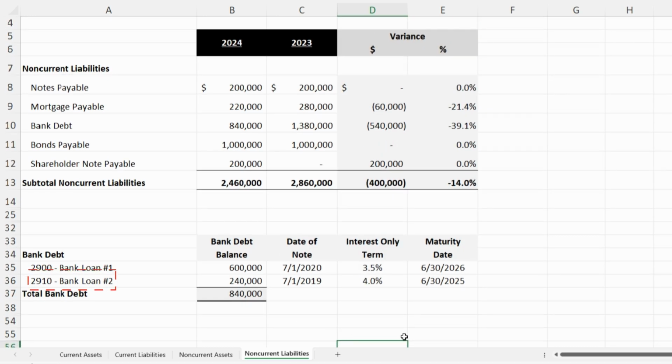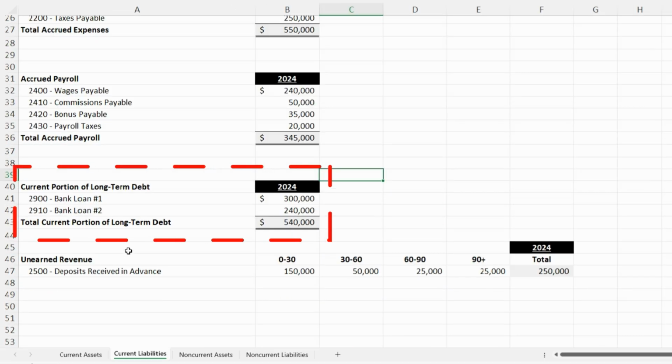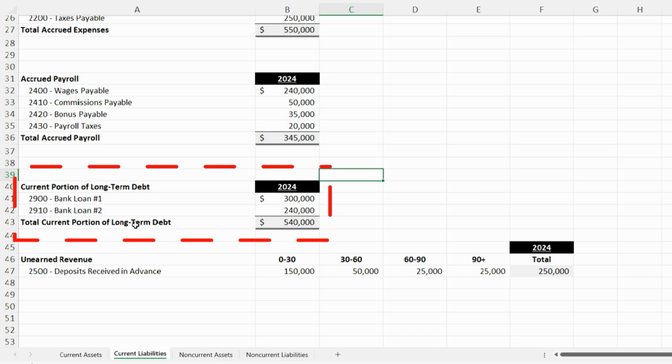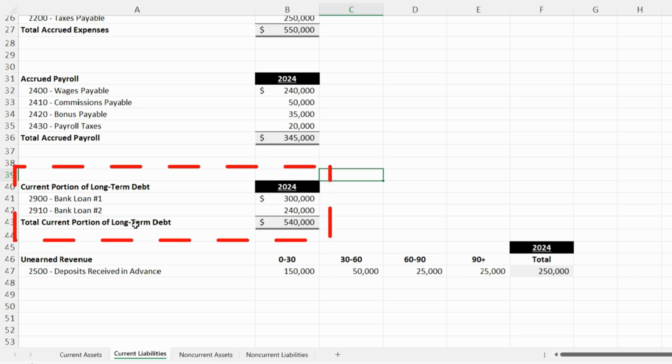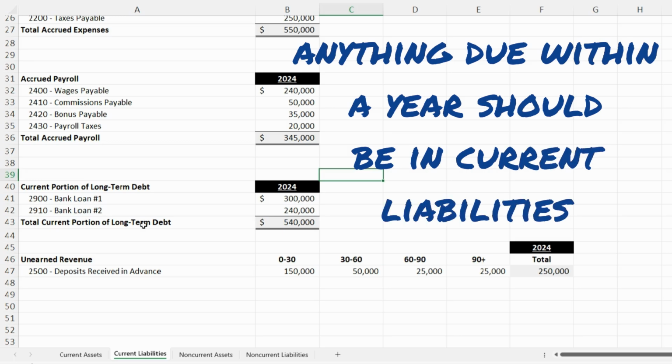And if you haven't watched my current liabilities video, I highly recommend checking that out, because we have the current portion of our long-term debt sitting in current liabilities. This is what's due within a year. Honestly, I should have done that with the mortgage payable. I didn't in this scenario, but anything that's due within a year, you're going to stick in your current liability. So just take note of that.